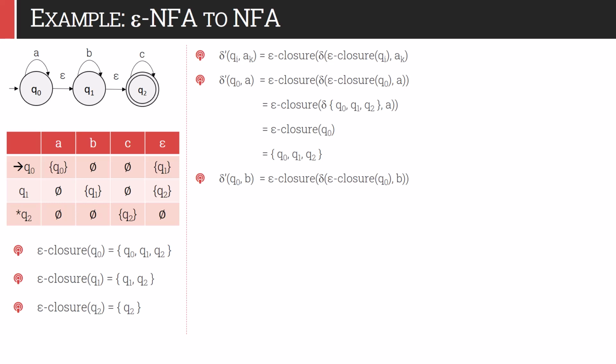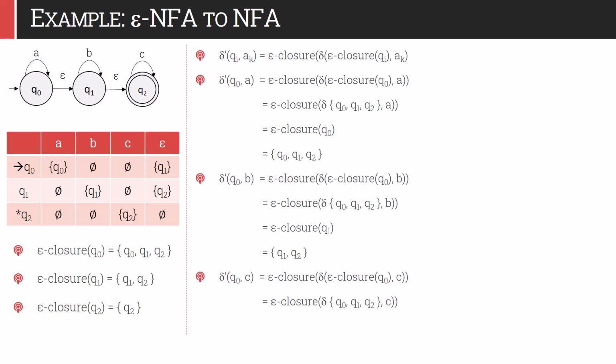Now we have to repeat it for input alphabet B. That would be epsilon closure of delta of epsilon closure of Q0 on B, which is delta of Q0, Q1, Q2 and B. On input alphabet B, you can see it remains on state Q1 only. From the transition diagram, we can verify that if we take the union of all these three states, that gives us Q1 only. And epsilon closure of Q1 is Q1, Q2. Finally, we repeat it for C. When we read C, it remains on state Q2. Hence the delta dash transition function for Q0C would lead us to Q2. So this is for Q0.